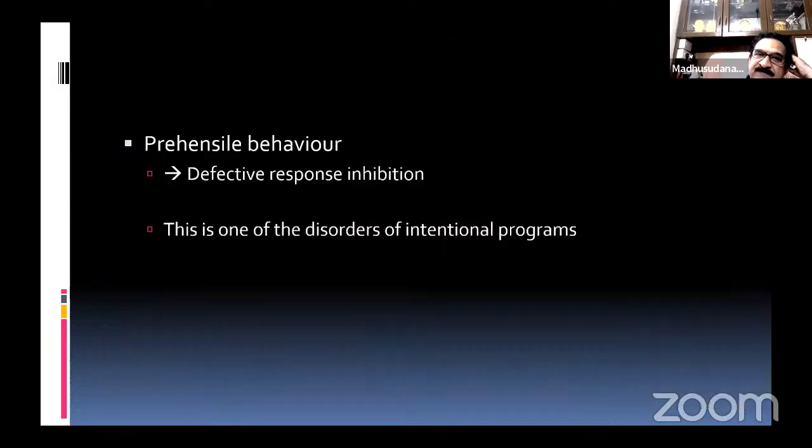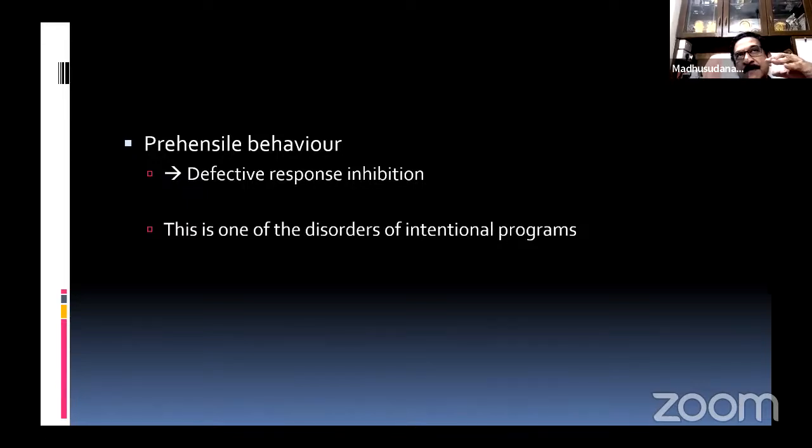I have a better video, but this means he's unable to inhibit a motor act. He is told not to touch the hand, but he touches it. This is called a prehensile behavior. That is a defective response inhibition.